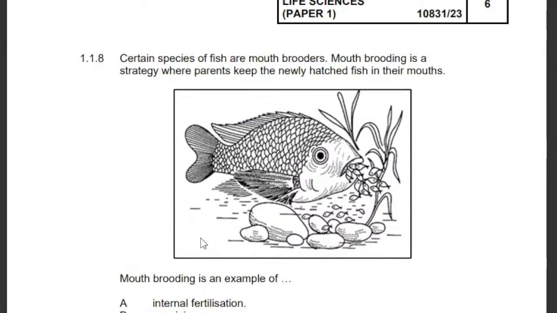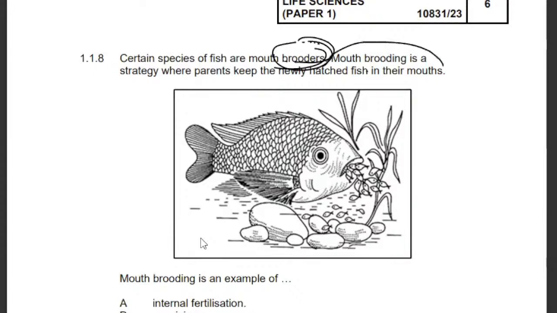So certain species of fish are mouth brooders. Brooders is like keeping the baby. You understand? Yes, you are keeping the baby. When it hatches, you keep the baby until it is ready to face the external environment. So mouth brooding is the strategy where the parent keeps the newly hatched fish in their mouth.